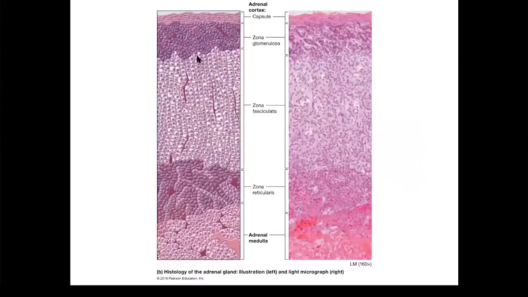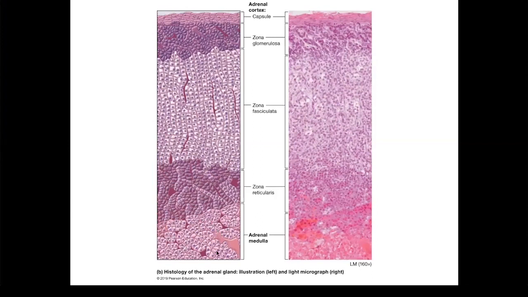In this illustration, you can actually see the arrangement of the cells in each one of the zones. So here is the capsule. The zona glomerulosa has the cells arranged into clusters. The zona fasciculata consists of cells arranged into linear cords. Cells within the zona reticularis are arranged in a net-like fashion. And then you move into the adrenal medulla.